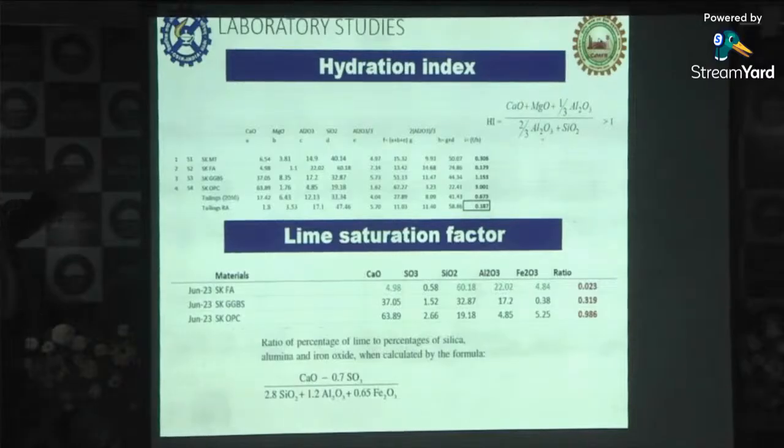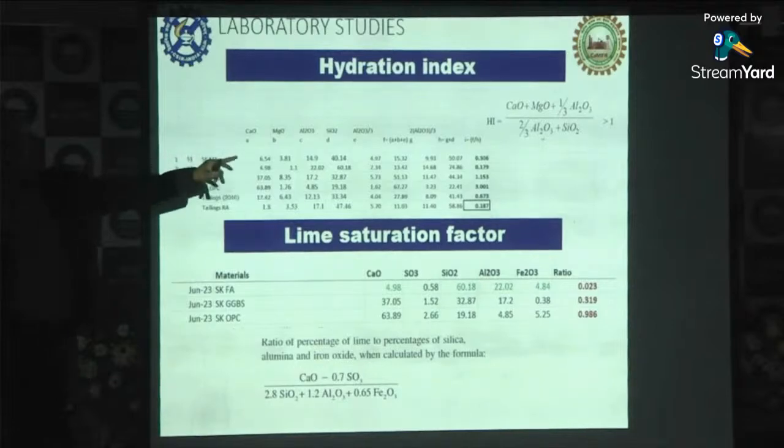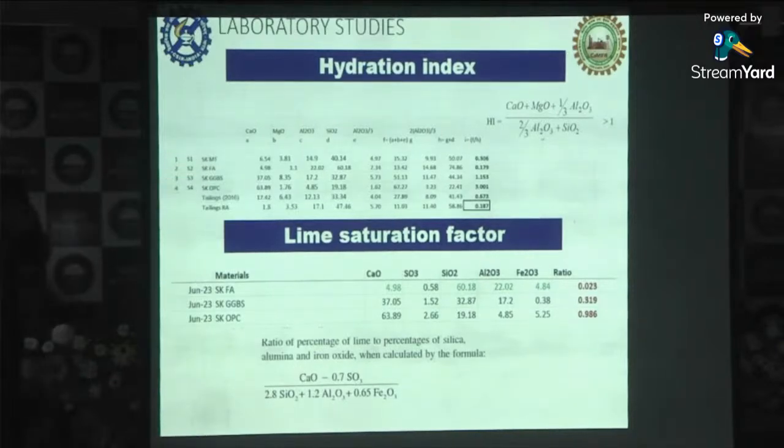So this is the hydration index and lime saturation factor. For pozzolans, we do the chemical composition analysis, and from the output we do the hydration index study and the lime fraction. If we have a hydration index of 1 or more than 1, it means the reactivity of the pozzolan is more, so it will attain more strength because it has more calcium oxide.